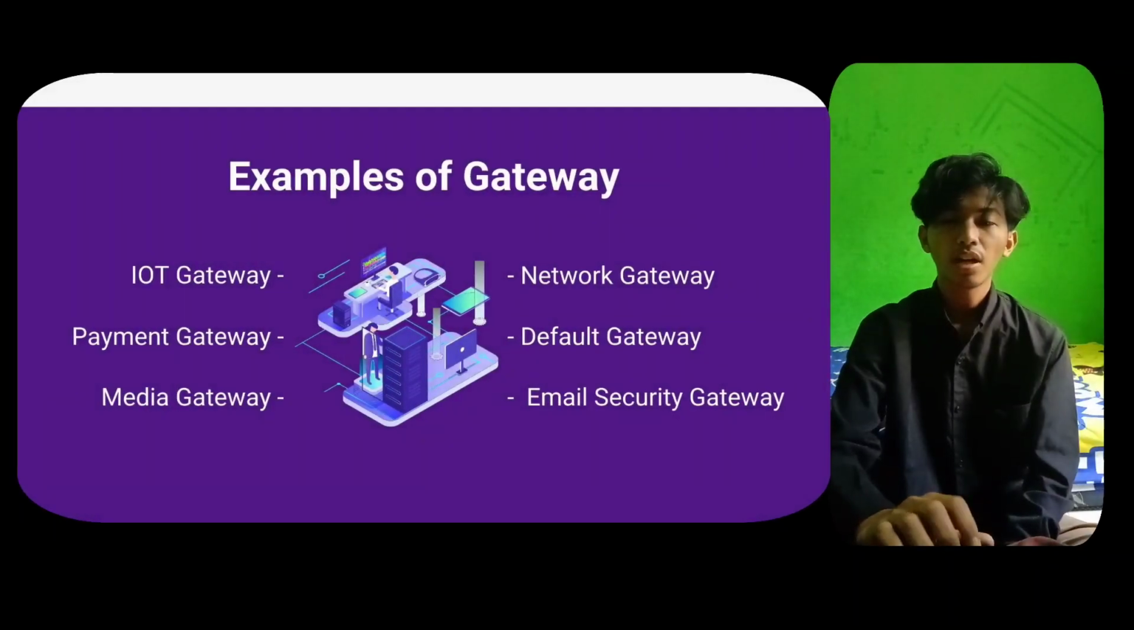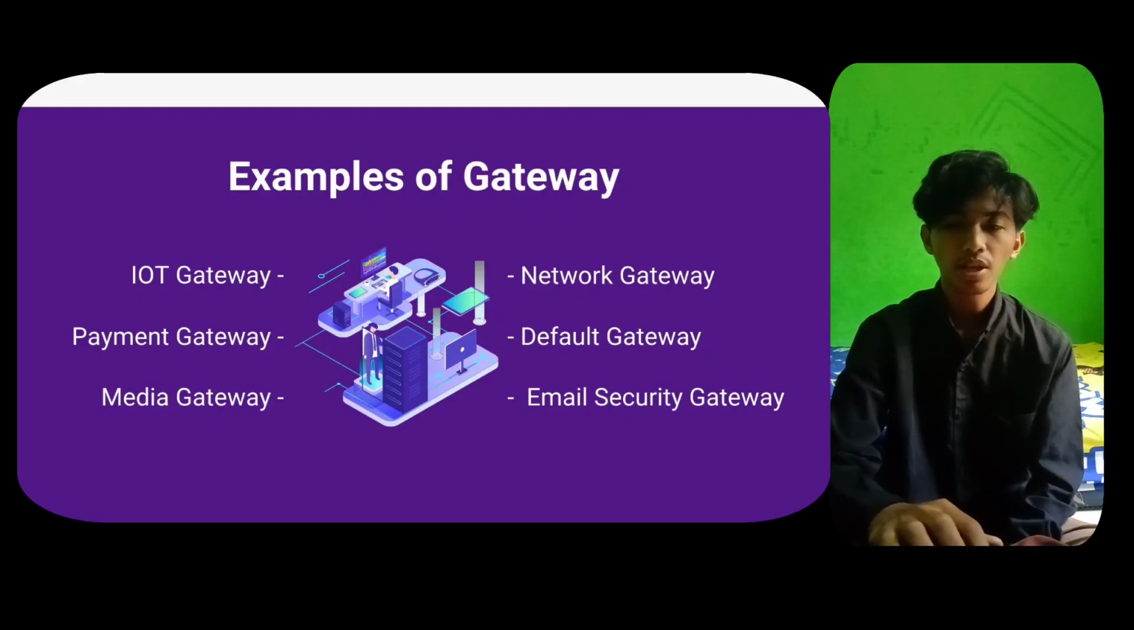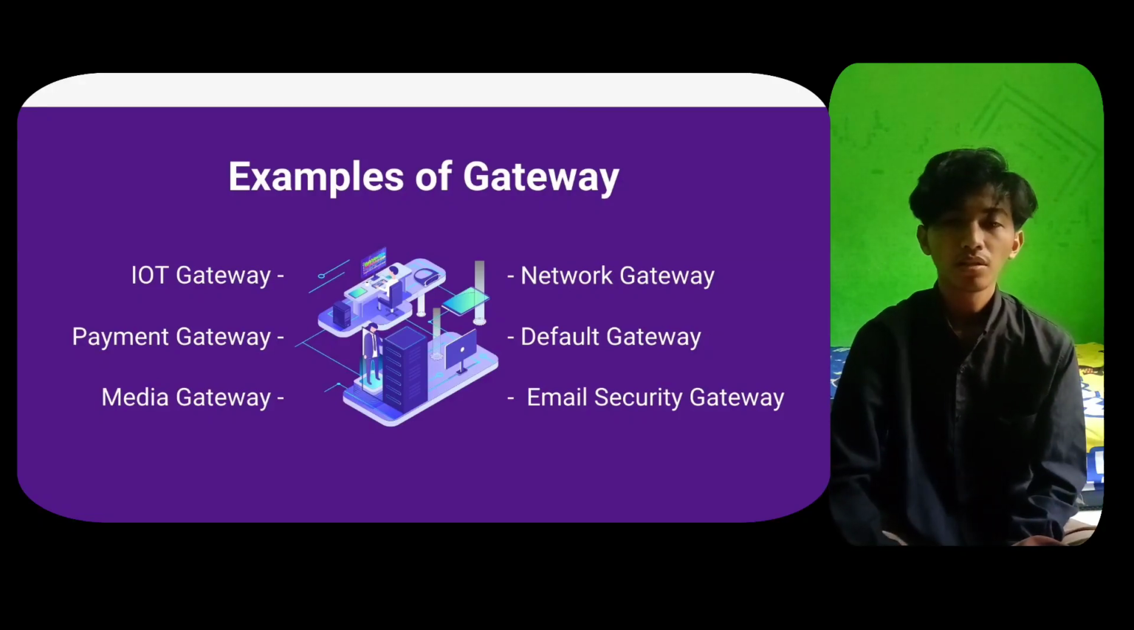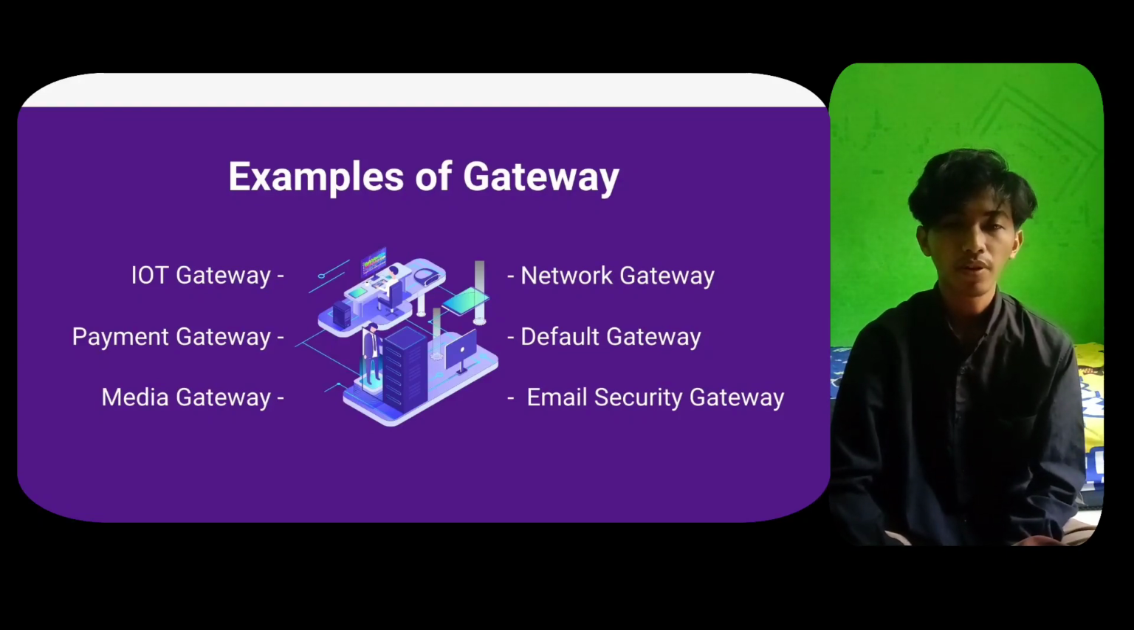In the next slide, I will explain about the examples of gateways. There are 6 examples of gateways. The first one is the IoT gateway. This is designed to provide a platform for entry and exit of data from IoT devices, and it translates the data between the sensor protocols whenever it needs to send the data to the cloud.